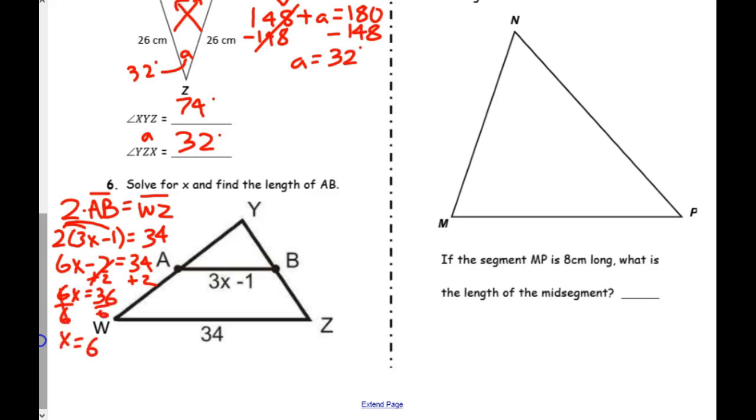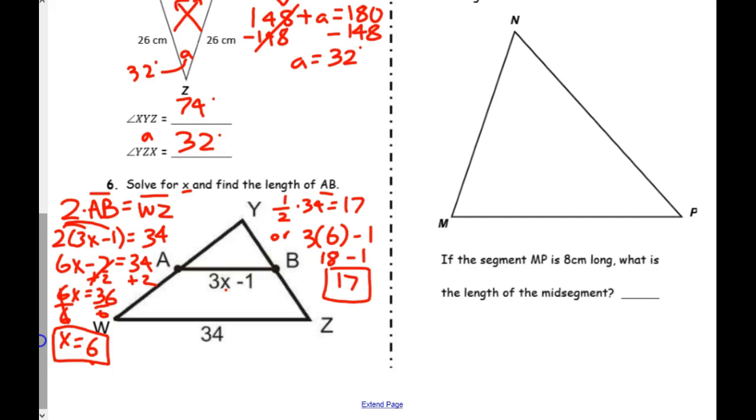X equals 6. That's one thing I was looking for. But I need to find AB. Now hopefully you know AB is just half of 34. Okay? So half of 34 is 17. Or you can do 3 parentheses 6 minus 1. You're just plugging in that 6 in that x. 3 times 6 is 18. Minus 1 is 17. However you want to get it.